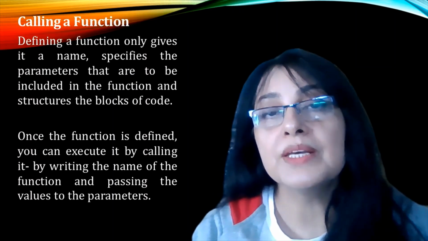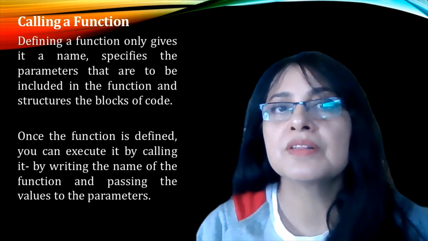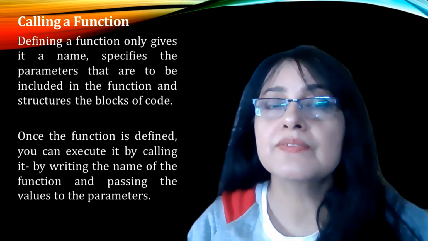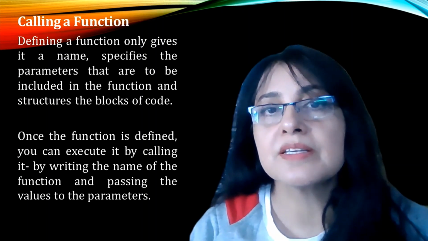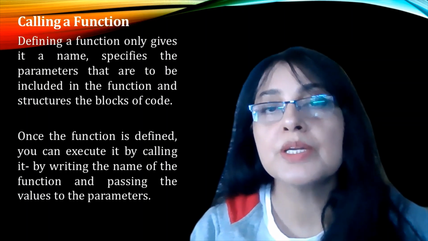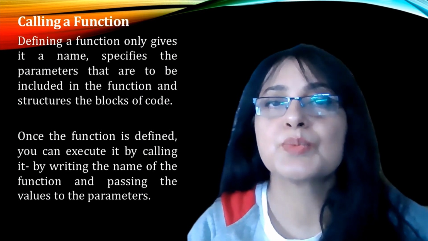Defining a function only gives it a name, specifies the parameters that are to be included in the function, and structures the blocks of code. Once the function is defined, you can execute it by calling it. That is, by writing the name of the function and passing the values to the parameters. Let's look at this with an example.